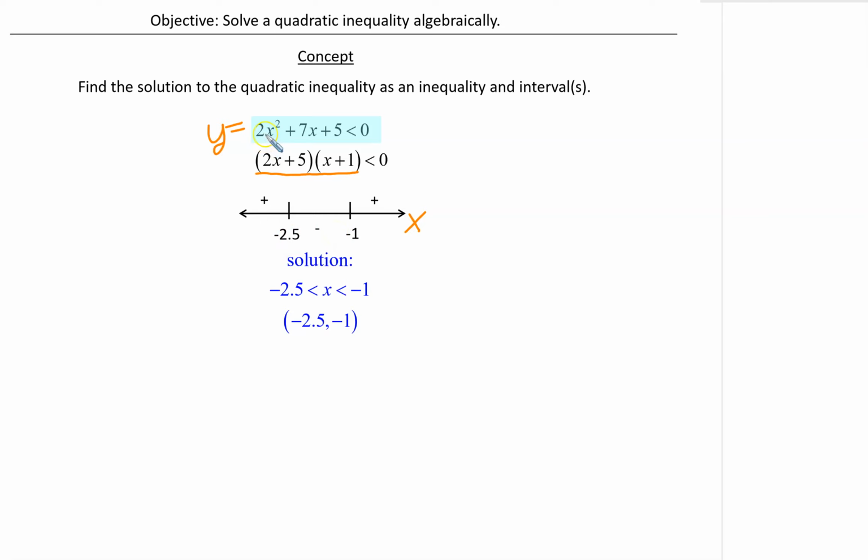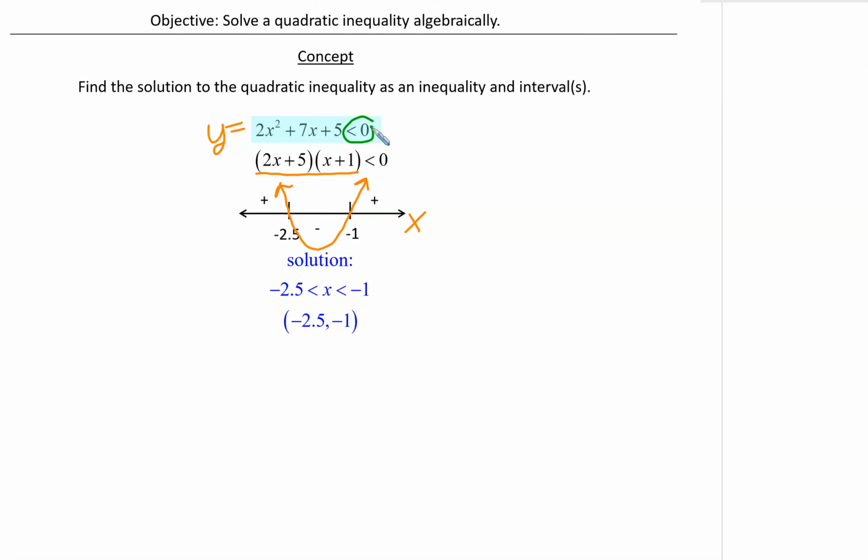Again, a is positive, in this case a 2, so our parabola opens up like so. But then we need to pay attention to the inequality to determine which intervals we are focused on: intervals where the function is positive or intervals where the function is negative. So here we're looking at the inequality. That's our less than 0 notation.